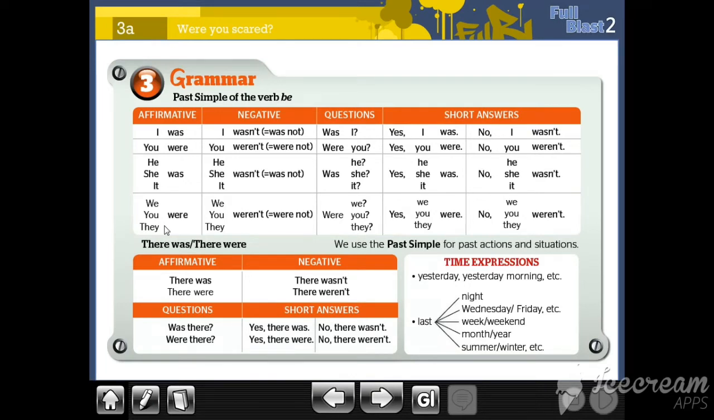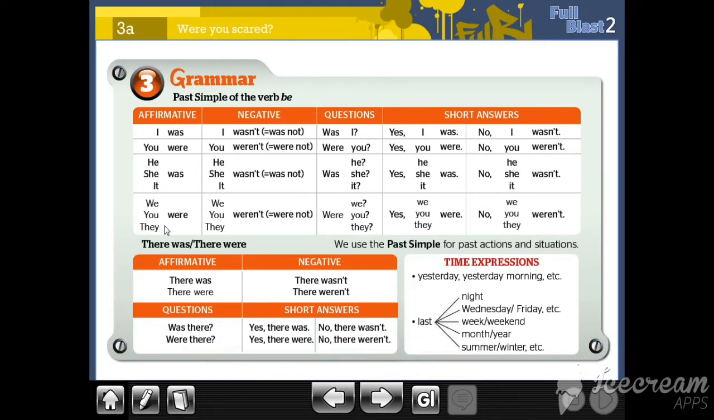Now we are talking about there was and there were. So what is the difference between there was and there were? There was, it means in Arabic يوجد, ولكن يوجد للمفرد. And also there were, it means يوجد ولكن يوجد للإيش؟ للجمع.